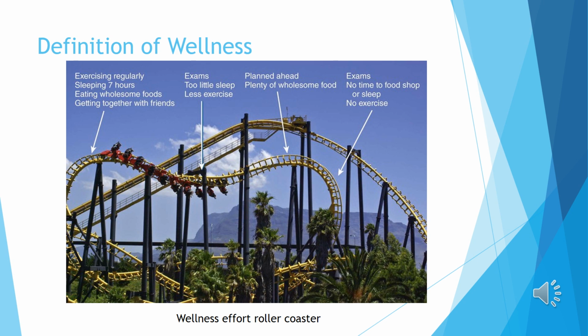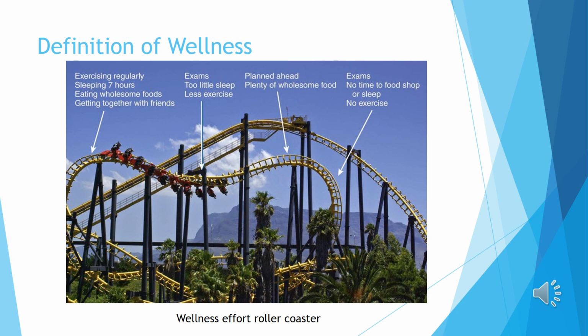In an earlier slide, I mentioned to you that if you're a visual learner, sometimes the pictures in the book will help you study. So for example, here is a picture that's on page 3 of your book. It gives you a good idea of what a wellness effort roller coaster looks like. If you look at the beginning, if you're exercising regularly, you're sleeping 7 hours, you're eating good foods, and you're getting together with friends, which of course doesn't sound like a traditional nursing student, but do the best you can, you'll see that these folks are on a high on the roller coaster. They're up and they're having lots of fun.